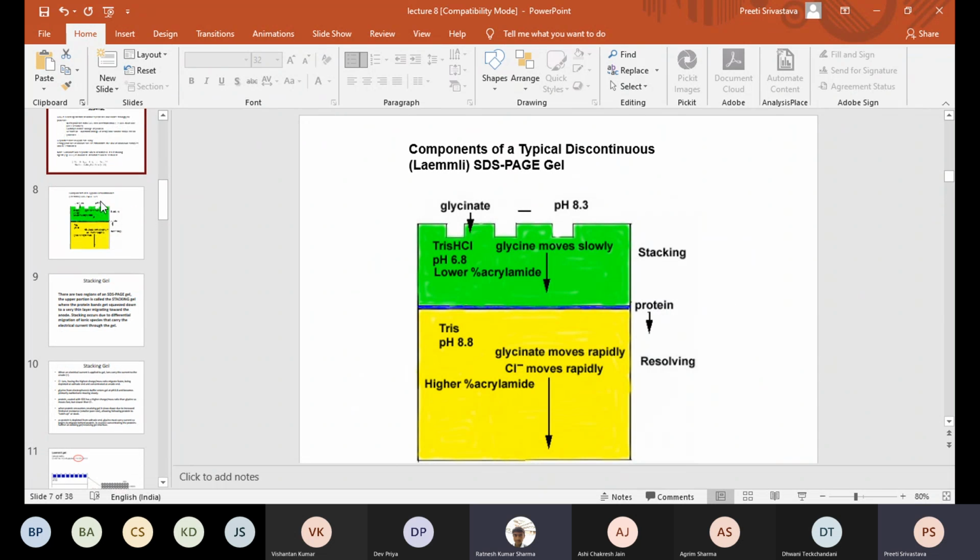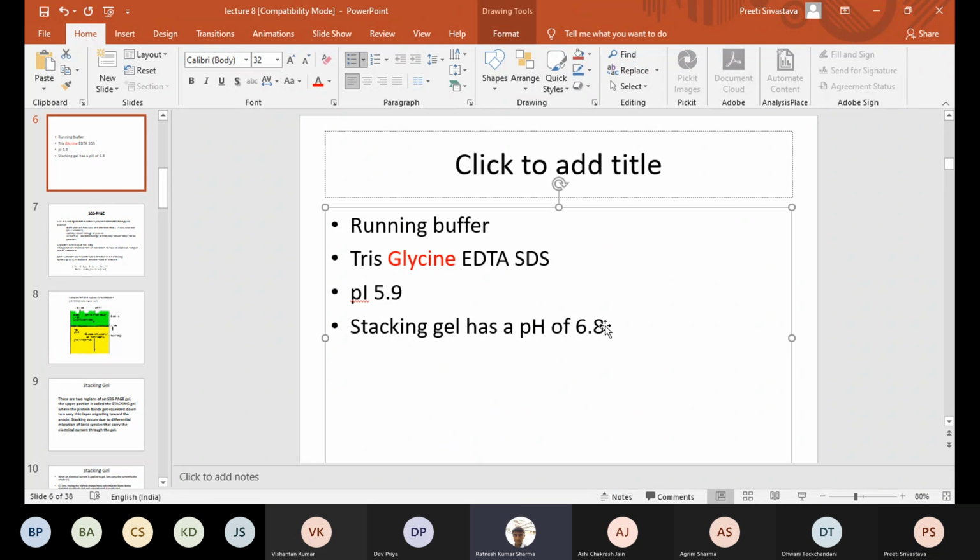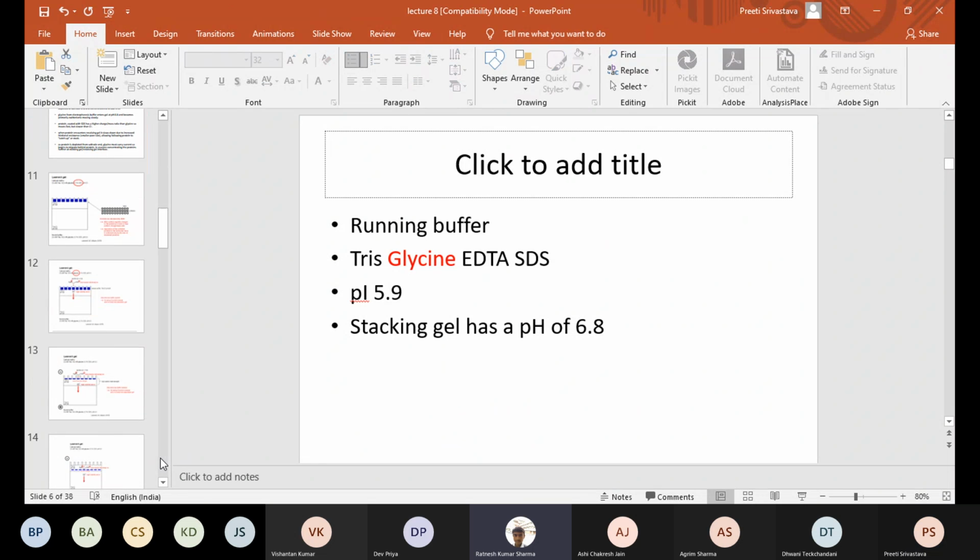Jaskin sir, ma'am, are you there? Ma'am, I was asking, by SDS the protein is being charged. Then how will that be uniform? How do we know if they are uniformly charged? One protein can have less charge than another.